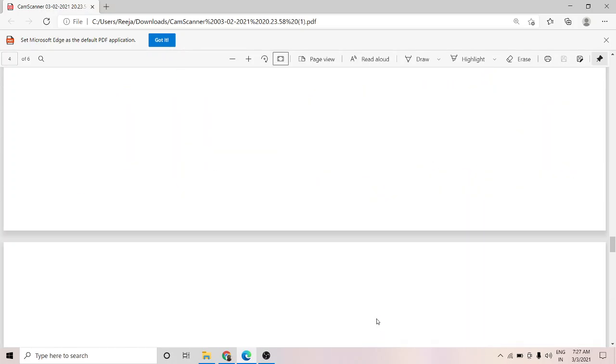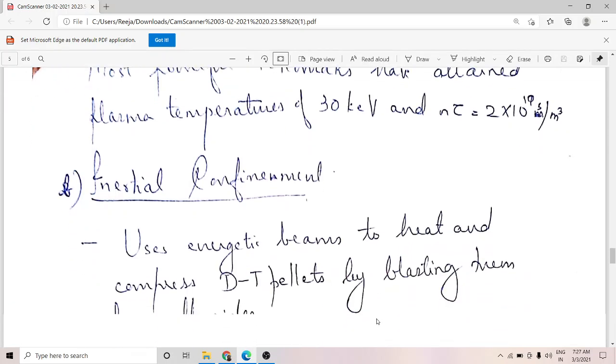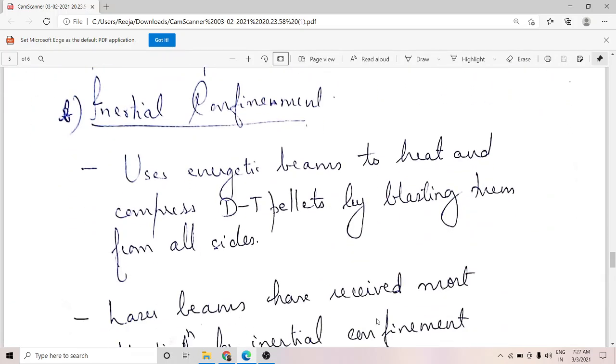And the next method for the confinement of plasma is inertial confinement. In inertial confinement, we use energetic beams to heat and compress the deuterium tritium pellets by blasting them from all sides.